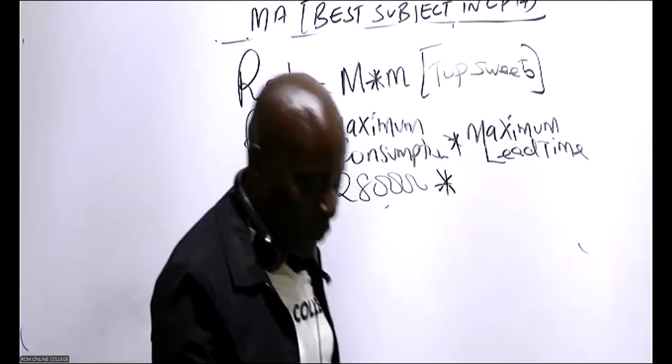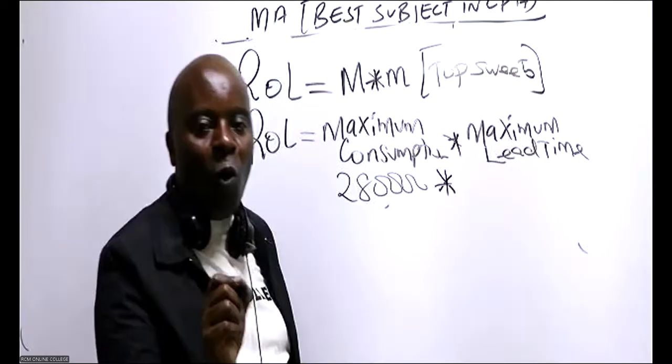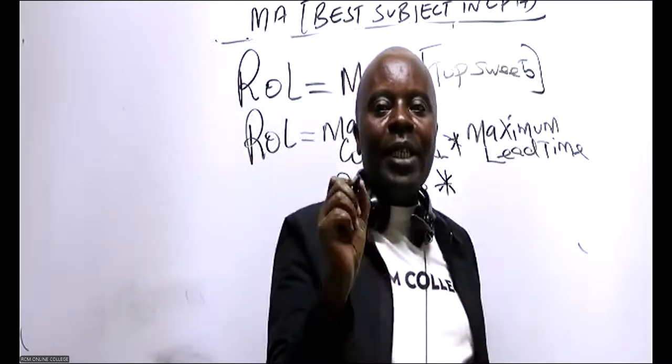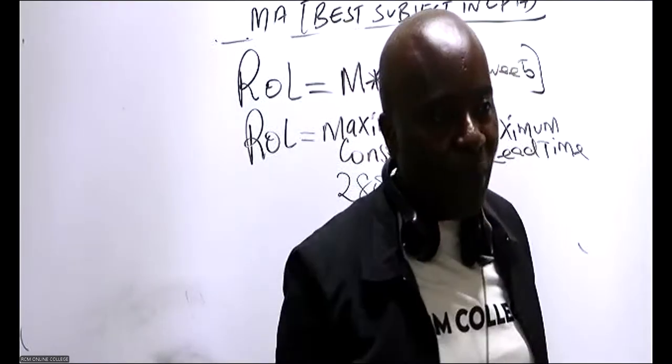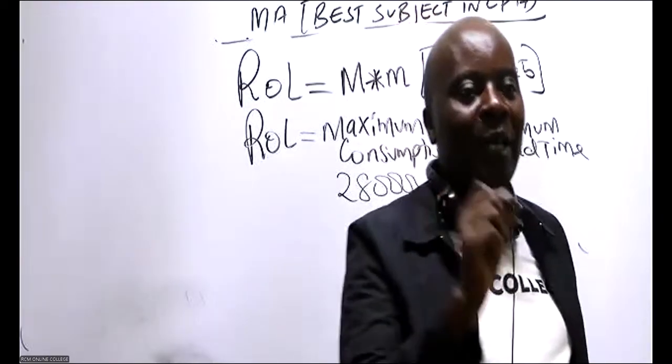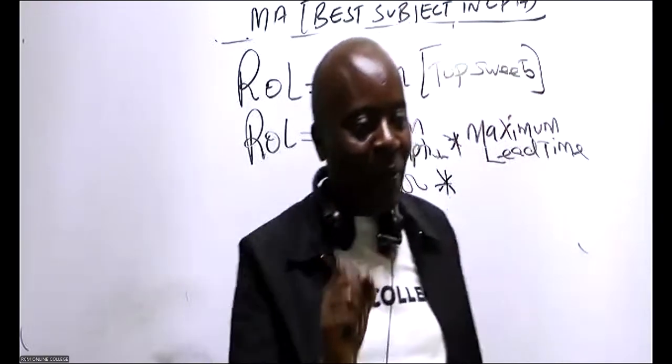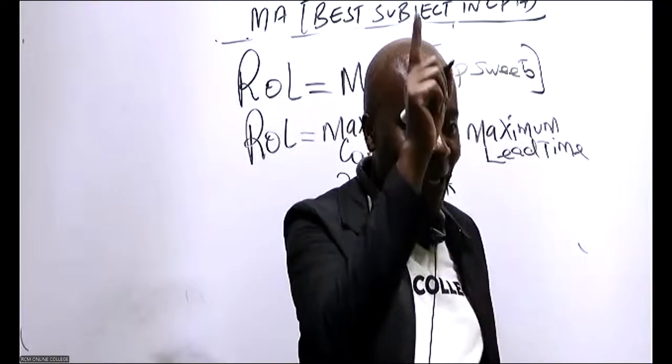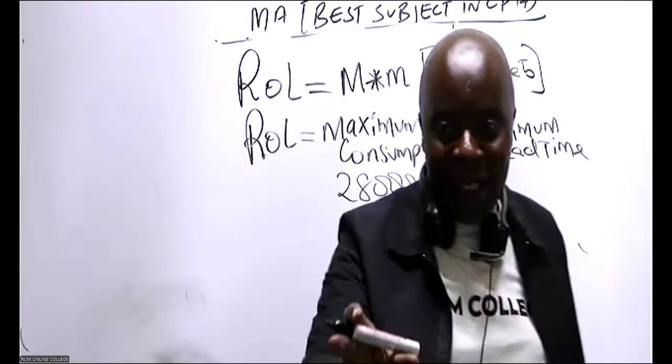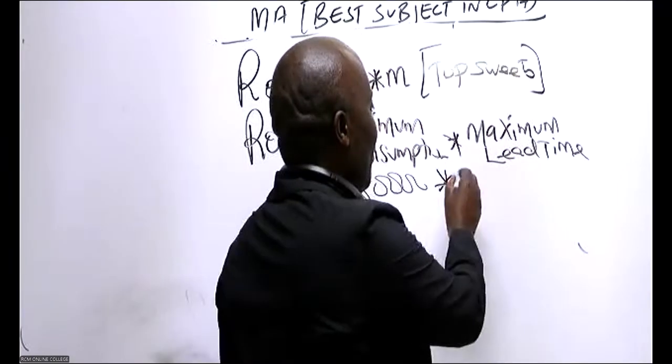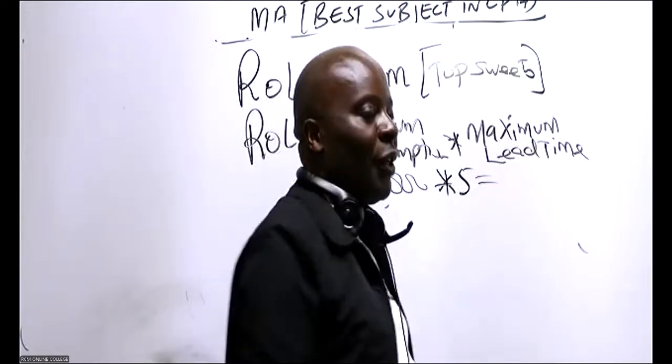Go to the additional information and try searching for the lead time. Lead time is also known as the reorder period. I don't want minimum, I don't want average, I want maximum. Maximum, how many days? 5. Whatever months, 5 months. So now you're able to give me this reorder level.